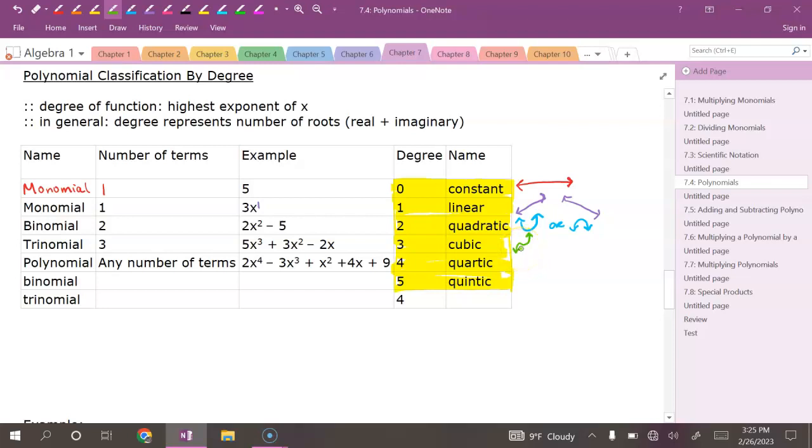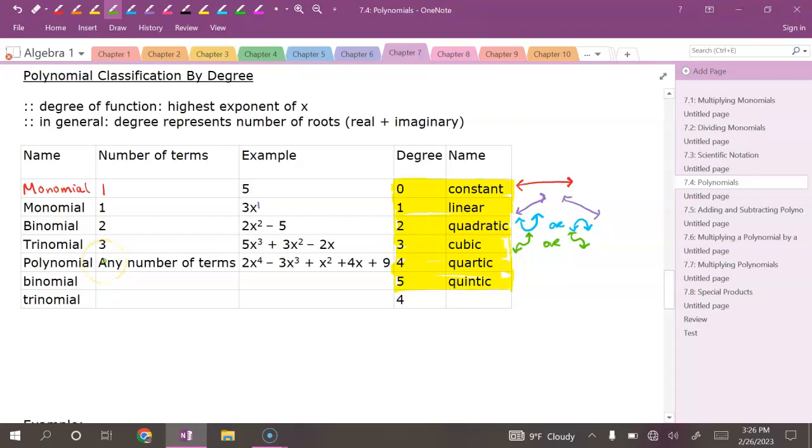Kind of like a snaky shape, like an S. It could also go the other way. Depending on which way it goes, that is all based off of the leading coefficient. So that number that sits in the very front, what is it going to cause the graph to do?